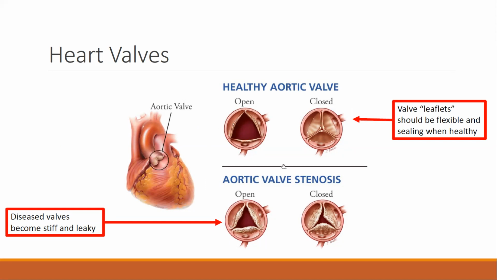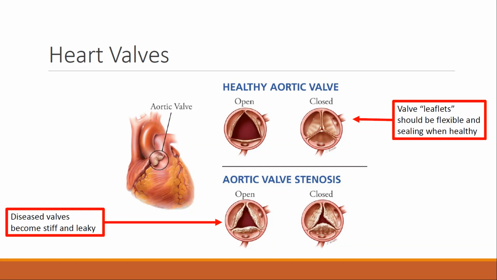If you have a healthy valve, it should open and close very, very well. When it opens, it has a nice big opening so your blood can come out. And when it closes, you have this airtight seal where blood can't come back. In order to achieve this, these structures right here, which are called the leaflets of the valve, have to be both flexible and strong so that they can perform a nice seal.